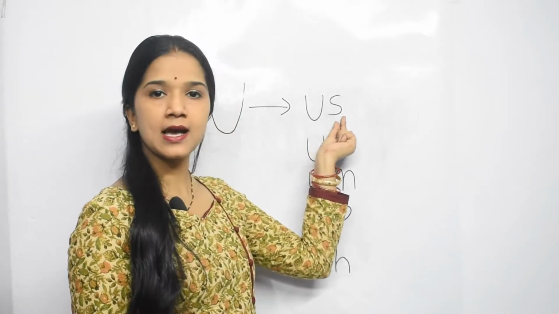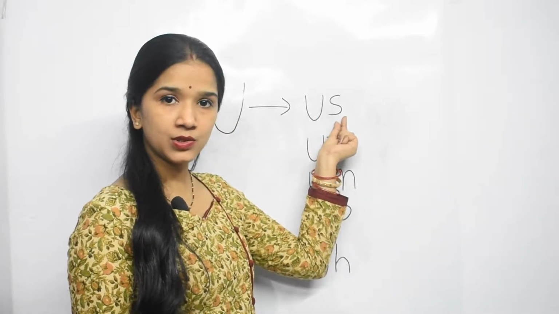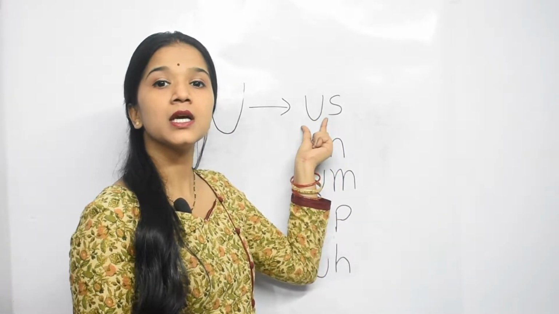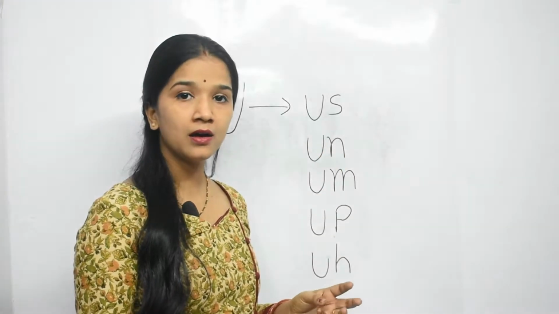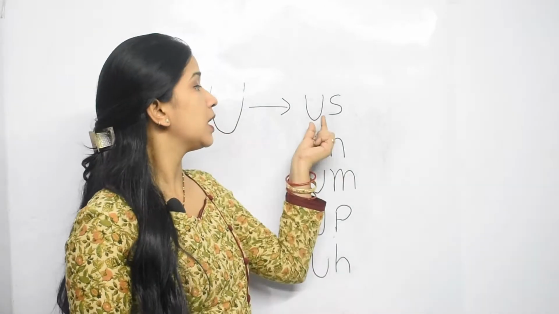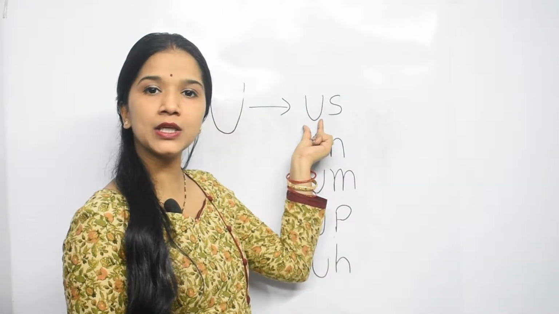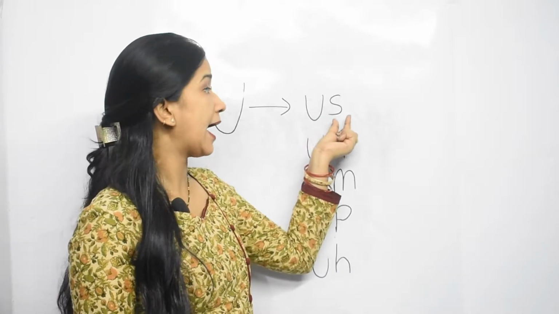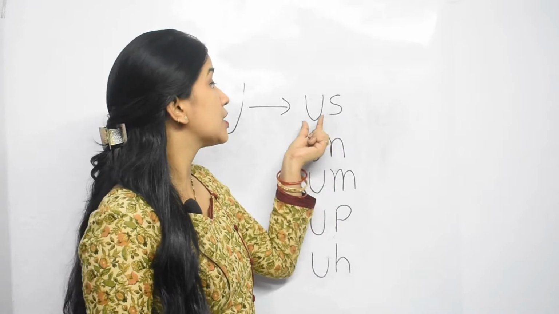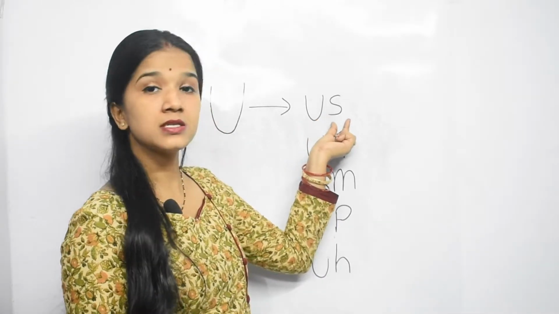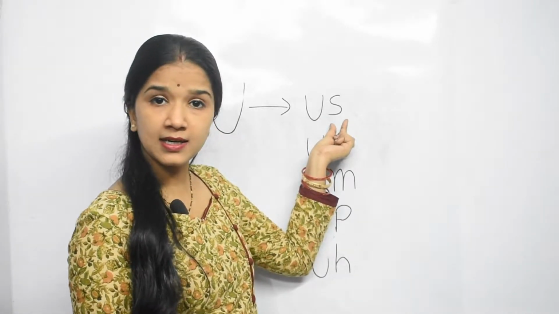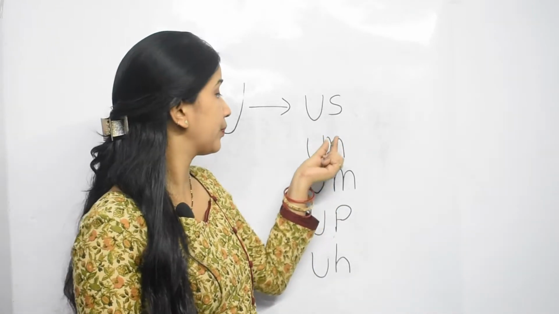U, S, us. As I told you, U is a vowel, so it has two sounds, A and U. Here, the phonic sound of letter U is A and the phonic sound of letter S is S. So, A, S, us.